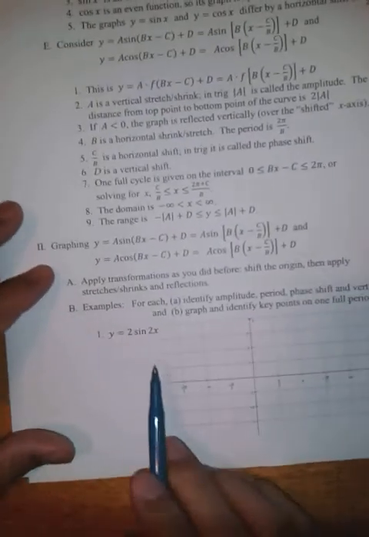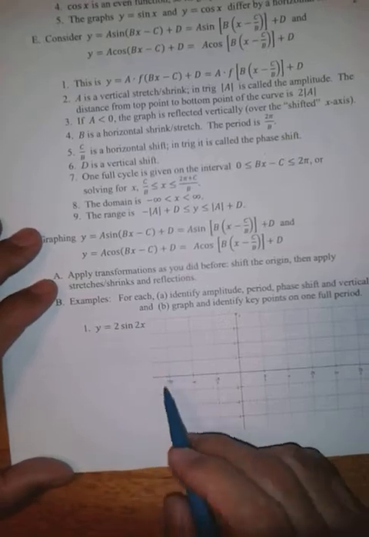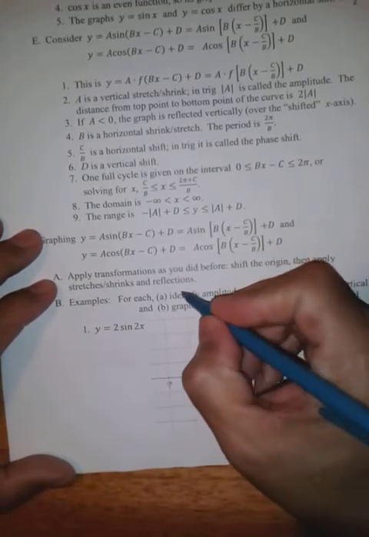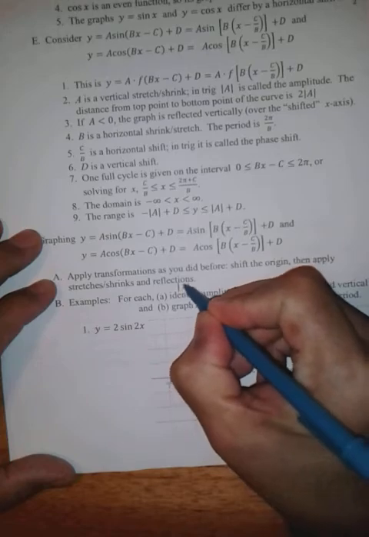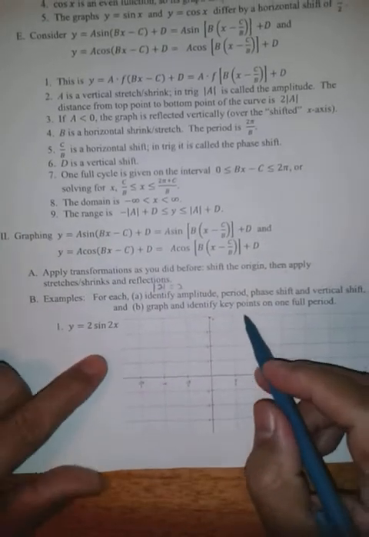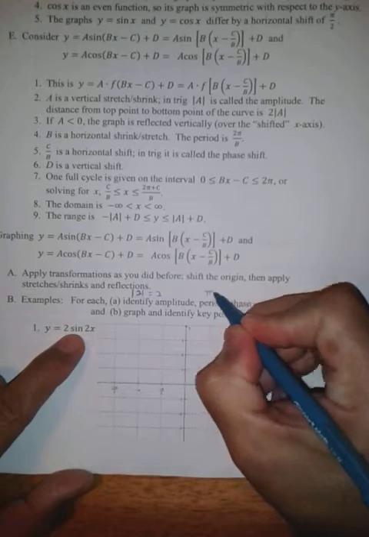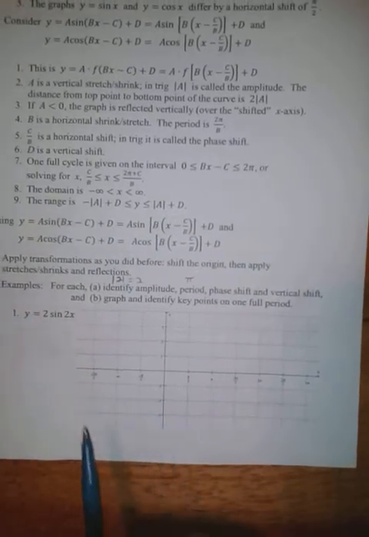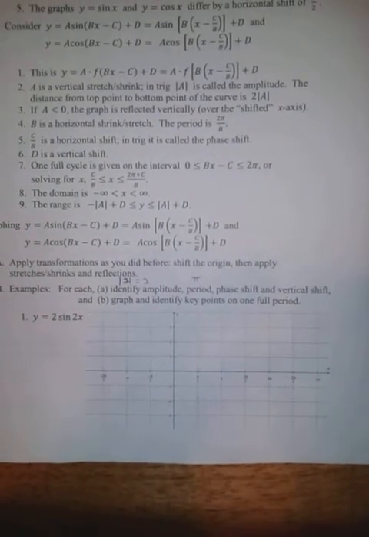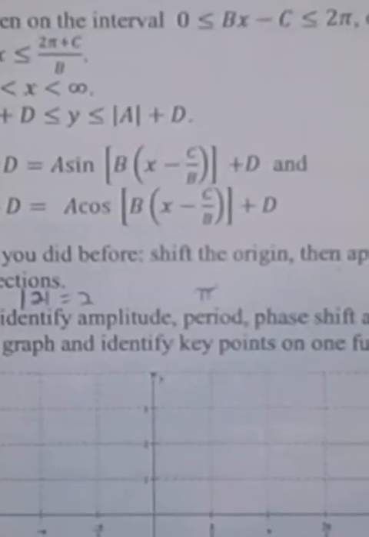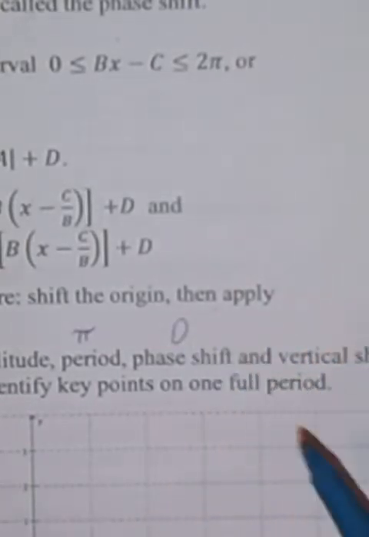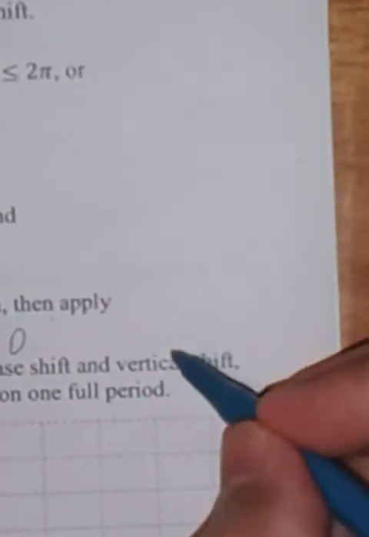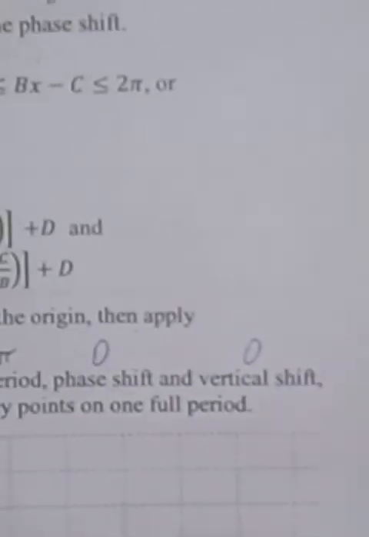Okay, there is no shift. So my amplitude is 2. And again, the amplitude, remember, is the absolute value of whatever A is. The period is pi, right? Because it's 2 pi divided by B, which is 2 in this case. My phase shift is nothing, or 0. There is no phase shift. And vertical shift, none.